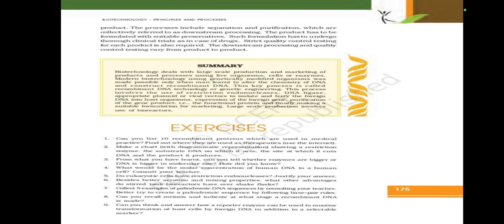Biotechnology principles and processes. Summary. Biotechnology deals with large scale production and marketing of products and processes using live organisms, cells and enzymes. Modern biotechnology using genetically modified organisms was made possible only when man learned how to alter the chemistry of DNA and construct recombinant DNA. This key process is called recombinant DNA technology or genetic engineering.